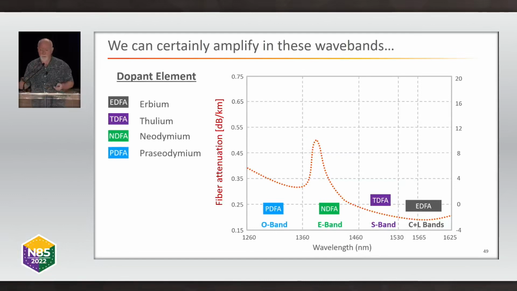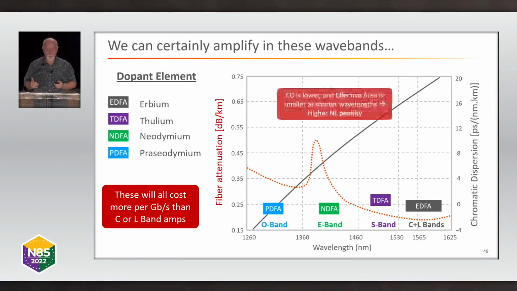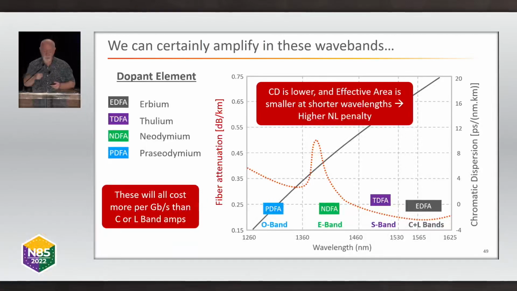Now, none of these amplifiers are commercially available. What happens is that academic researchers have demonstrated that they can amplify across these other bands. So these will all cost more per gigabit per second per kilometer than a C or an L band system. And I see that as the real problem of multi-band communication, because the other funny thing about these other bands, the black line that I drew there, that is the dispersion profile of fiber. Chromatic dispersion is much lower, and also the same fiber has a lower effective area, because effective area has a wavelength dependency at these shorter wavelengths, which means that your nonlinear penalties are much higher at these shorter wavelengths, which is a bad thing.